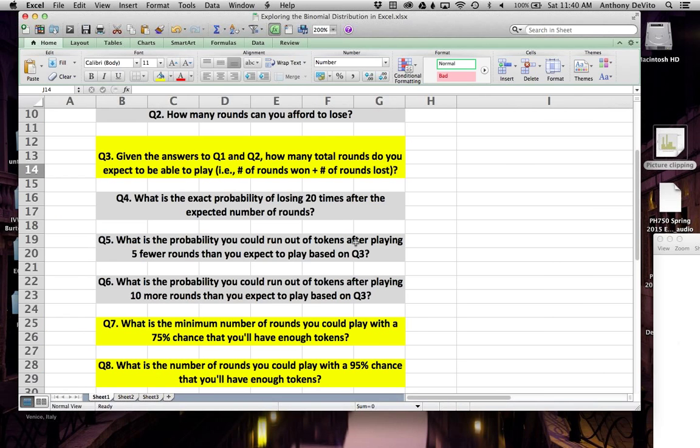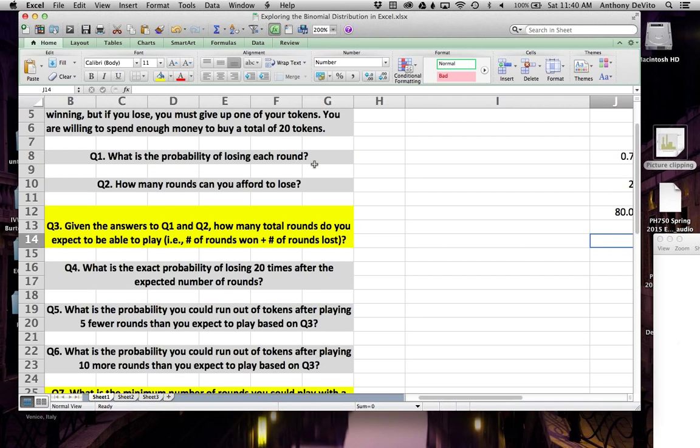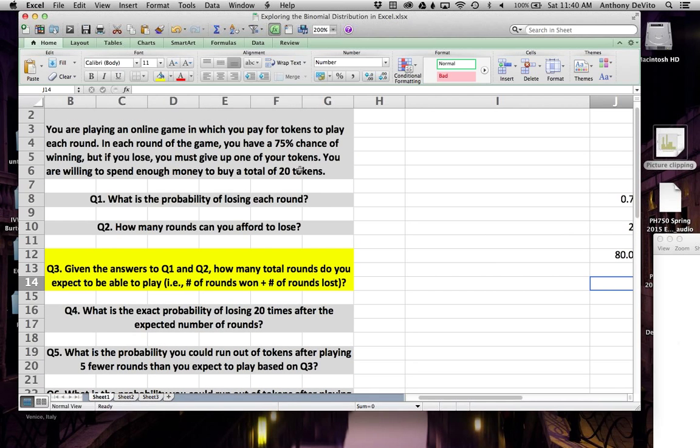Okay. Now, questions that I got a couple of interested. Question number 2. Question number 3. Given the answers to question 1 and question 2, how many total rounds do you expect to play if you're going to tolerate only 20 losses? Okay, so now you've got 20 tokens. It doesn't say anything about winnings, right? It doesn't mean, like if you really were gambling.